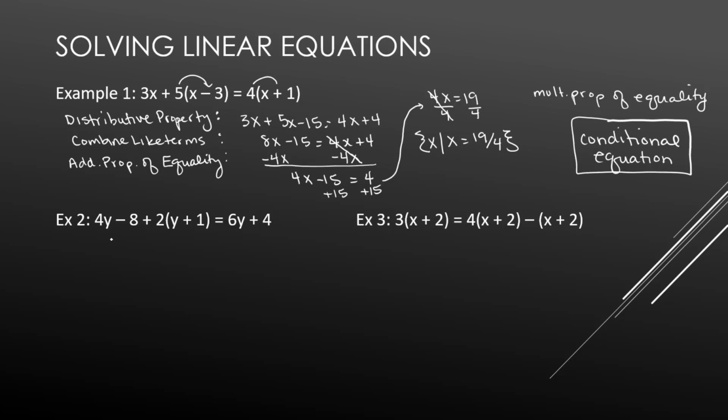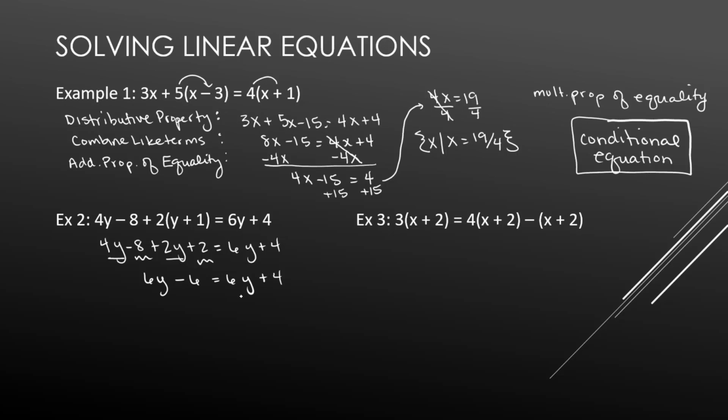Okay, let's try this again. So I'm going to distribute. We'll try to work through this one a little bit quicker. So I'm going to distribute. Then I'm going to combine like terms. So 4y and 2y make 6y. Negative 8 plus 2 makes negative 6.